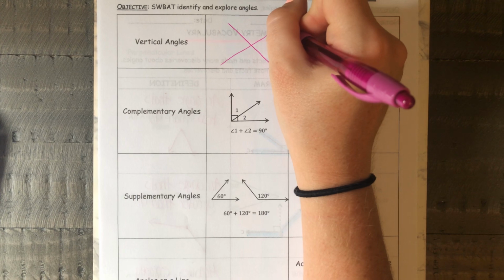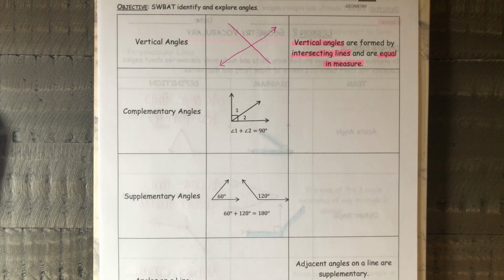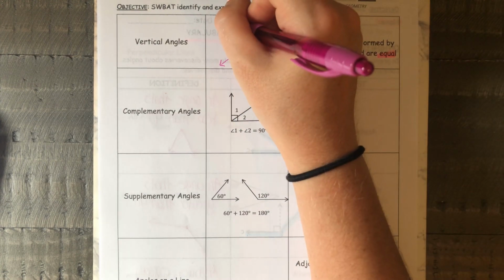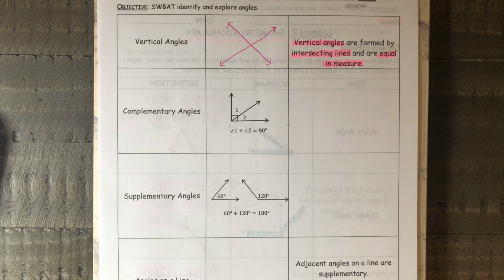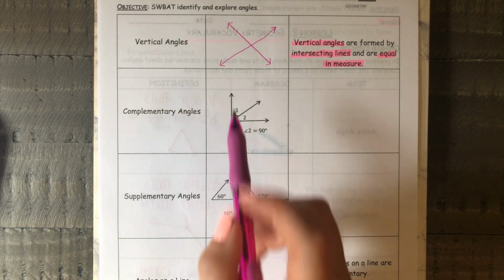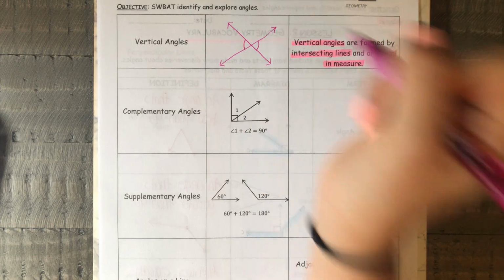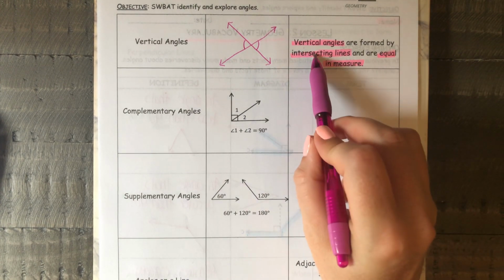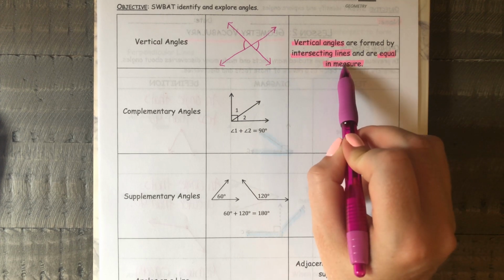Okay, I know that a line goes on forever. This is something we learned yesterday. So I'm going to put arrows at the ends of both of these. All right. And now I'm going to go ahead and start looking. Well, I can see these two angles right here are by my intersecting lines, and I know that they're going to be equal in measure.